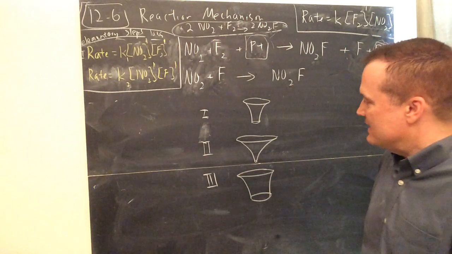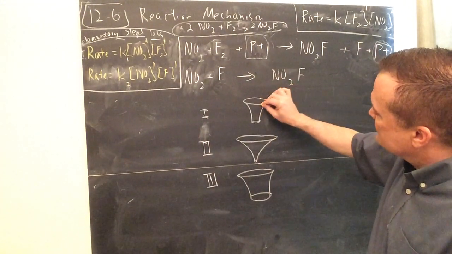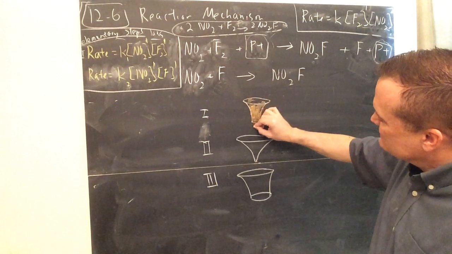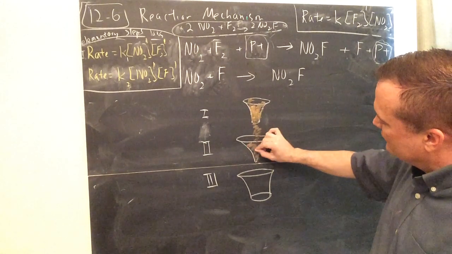Now think about this for a minute. If I pour and try to fill this up with orange, whatever it is, it's going to drip down into this one. Then it's going to fill this one up, and it's going to go through.